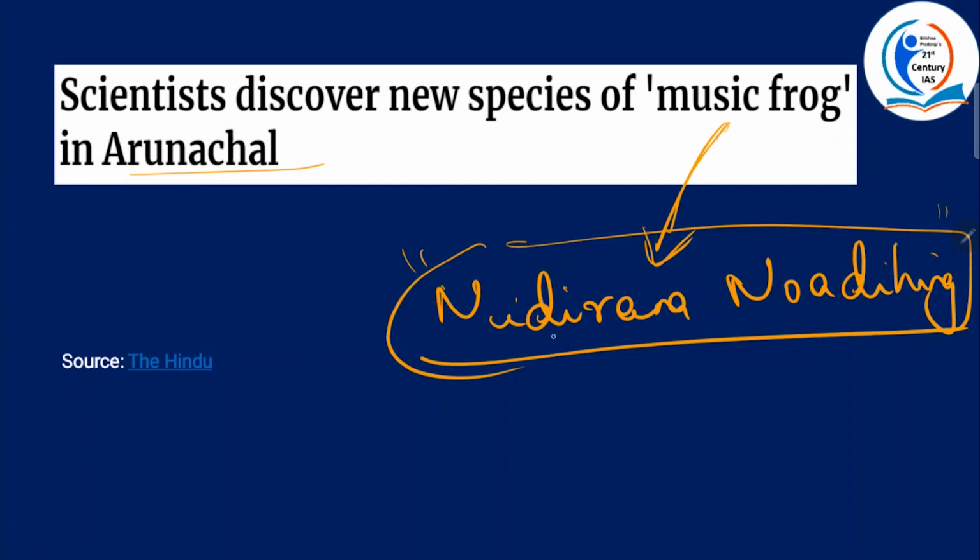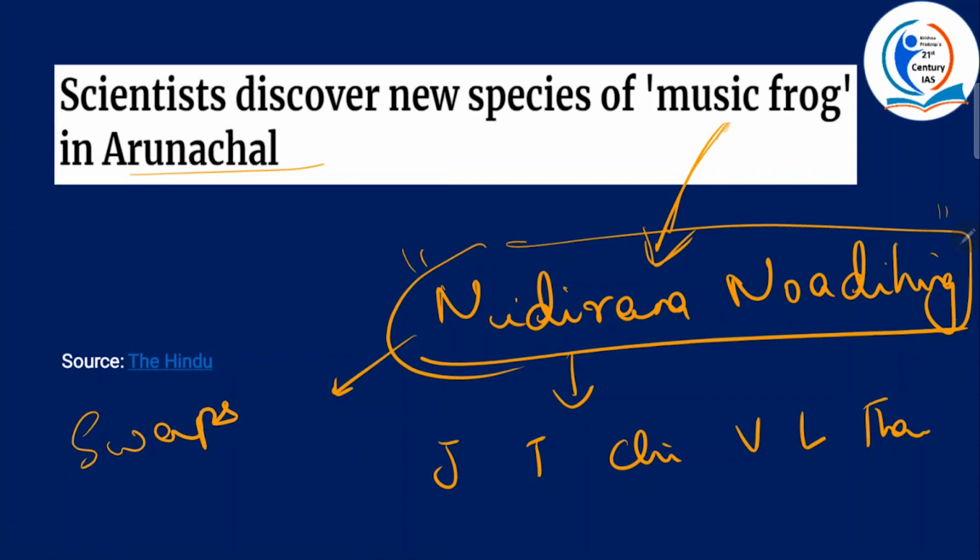Okay. So this is Nidirana Noah Dehing, and it is named after the Noah Dehing river in Arunachal Pradesh, which is near to this particular water body where this species was found. Okay, and it is also the first time that the Nidirana genus has been found in India. Usually, Nidirana species are known in Japan, Taiwan, China, Vietnam, Laos, and Thailand. Okay, and what is the habitat of this particular species? It is swamps, ponds and paddy fields, and they often construct nests to lay their eggs. Okay, and why is this called a music frog? Because of some particular acoustic characters that they have. All right, and both male and female are vocal.